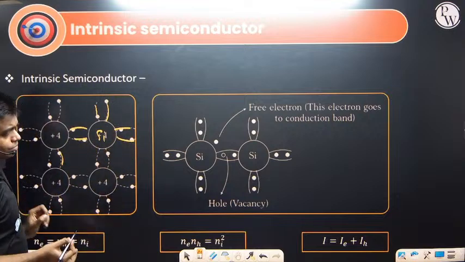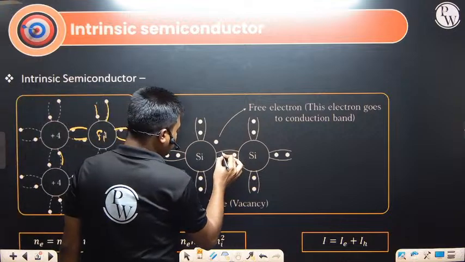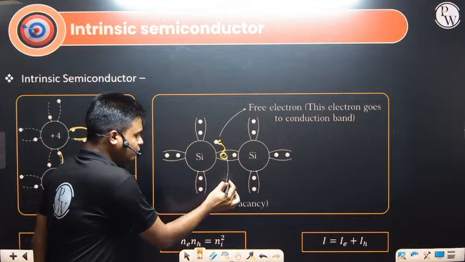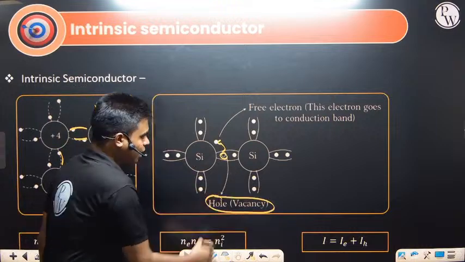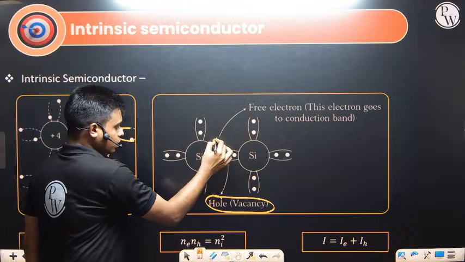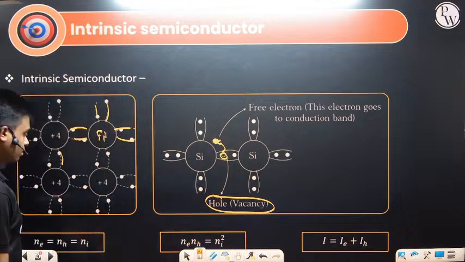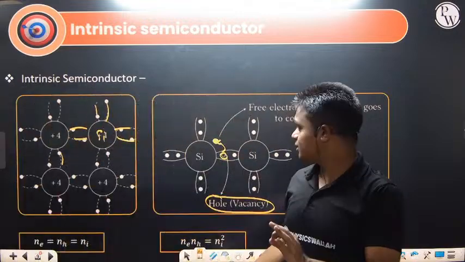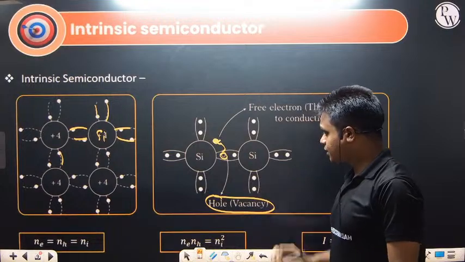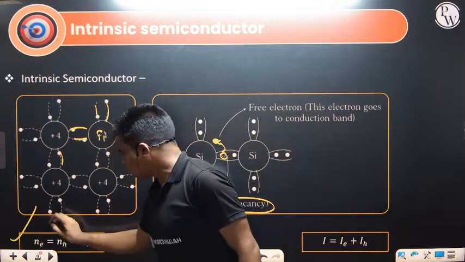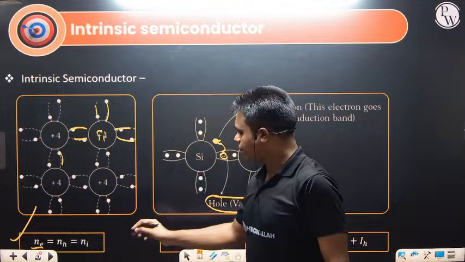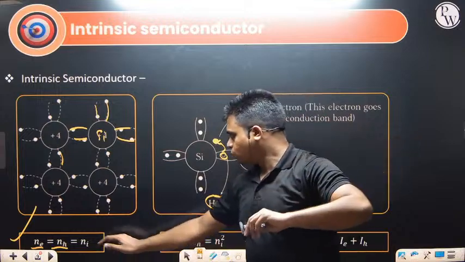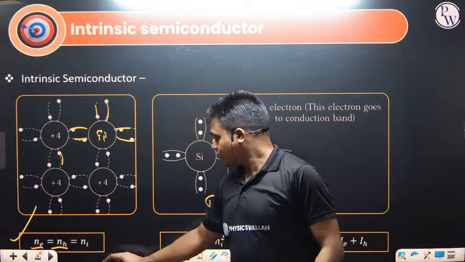Due to some reason, one electron gets detached from its valence shell, creating one vacant space over here. This vacant space is what we define as a hole, and this is one free electron. The hole as well as the free electron, we call intrinsic charge carriers. In a pure semiconductor, the number of electrons Ne is equal to the number of holes NH. One electron comes out, one hole is created, and that is equal to Ni.